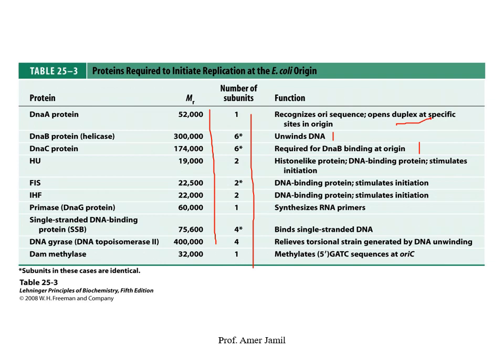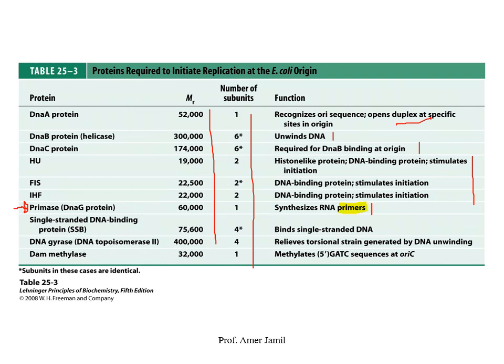B on the template, and this is HU, FIS, IHF. All these have different functions which are required for initiation. And another important one is the primase, which is the DNA G protein, and this DNA G protein functions for the synthesis of RNA primers. As I mentioned, DNA polymerases cannot make primers, cannot initiate any chain. So you need some other enzyme which is already there.